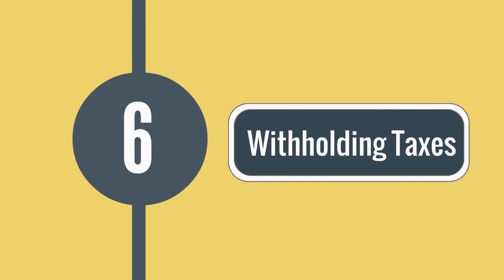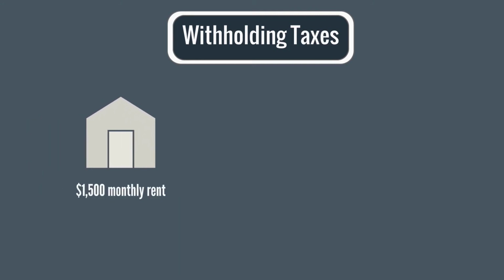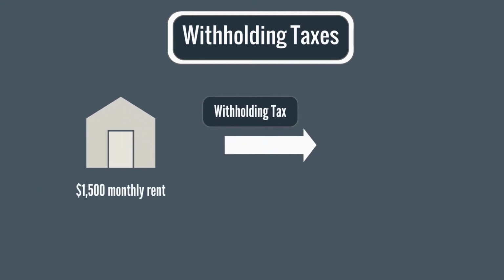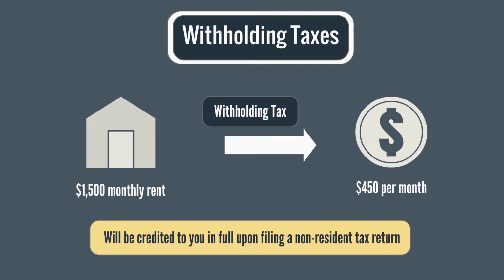Withholding taxes. Non-residents that collect rents from a rental property in the U.S. are subject to a 30% withholding tax. For example, if you collect $1,500 in monthly rent, then this withholding tax amounts to $450 per month. This tax will be credited to you in full upon filing a U.S. non-resident tax return.